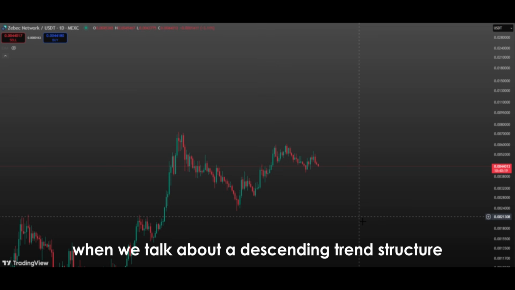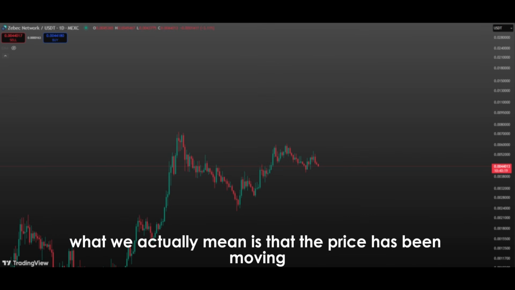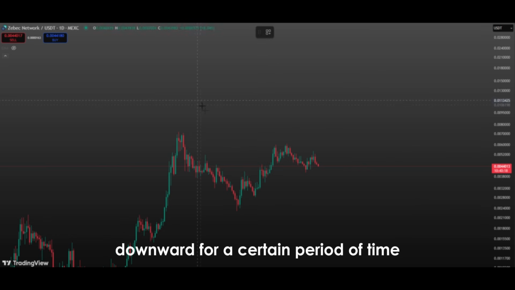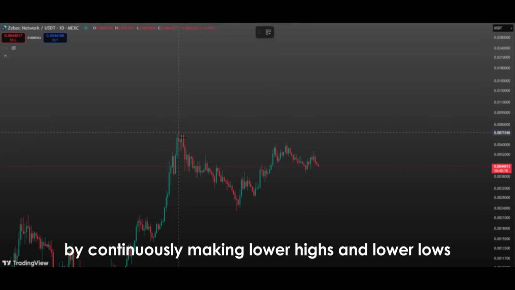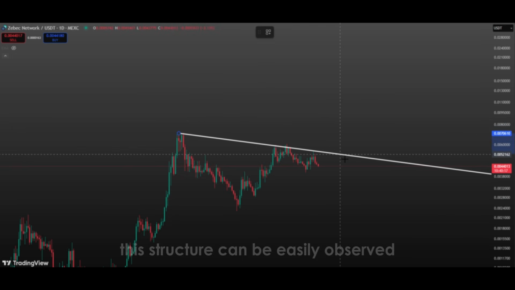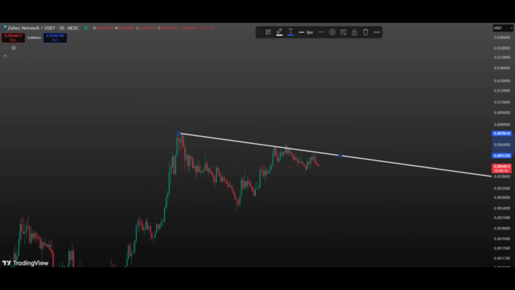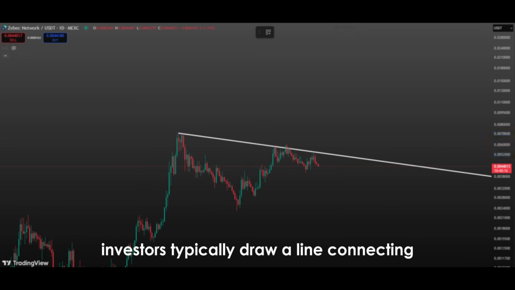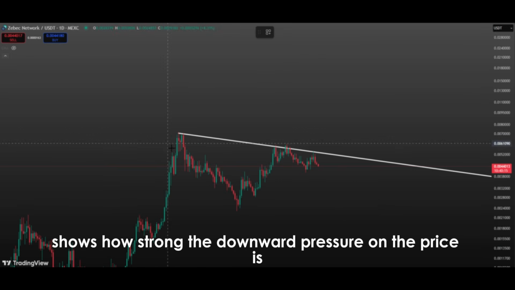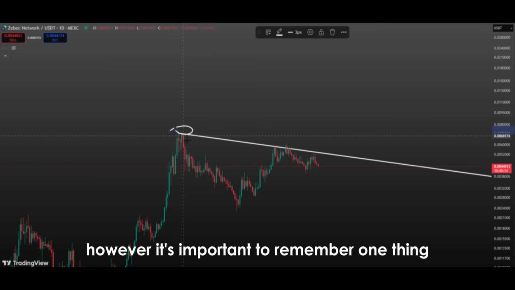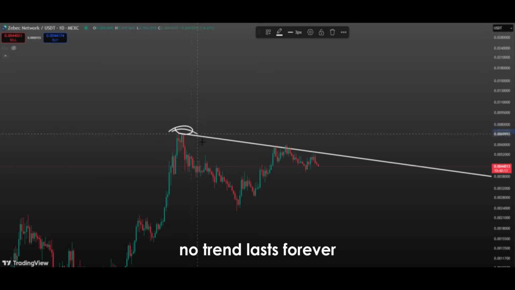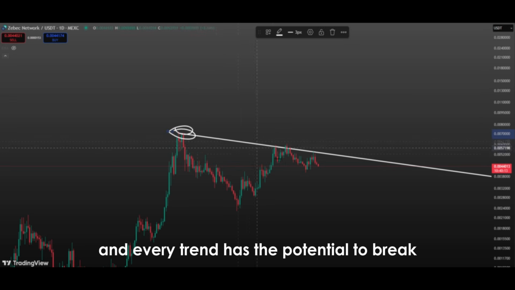When we talk about a descending trend structure, what we actually mean is that the price has been moving downward for a certain period of time by continuously making lower highs and lower lows. This structure can be easily observed in technical analysis with the help of a trend line. Investors typically draw a line connecting the highs, and this line shows how strong the downward pressure on the price is. However, it's important to remember one thing: no trend lasts forever, and every trend has the potential to break.